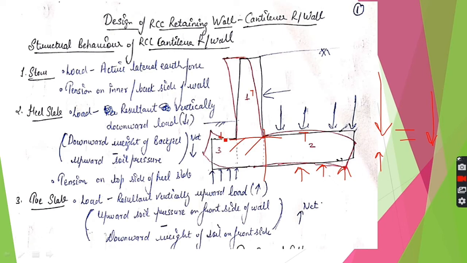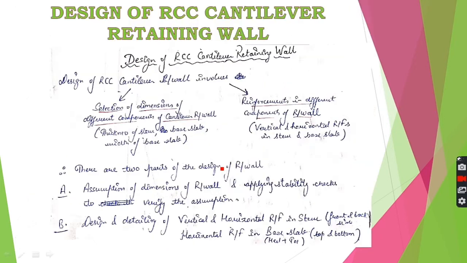On the toe slab, there are two forces. One is the downward weight of this soil, this much soil, and second is the upward soil pressure. As this value is very less, we can neglect it. So the only force will be the upward force. As the direction of load is upward, and this is the fixed end and this is the free end, the toe slab will bend like this, leading to tension on the bottom side. So here in stem, tension is on the inner side, in heel slab on upper side, and on toe slab on the bottom side. So this should be clear to you.